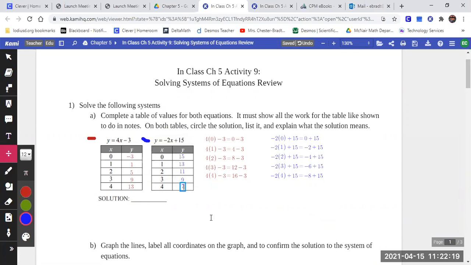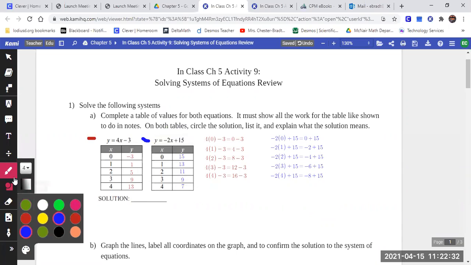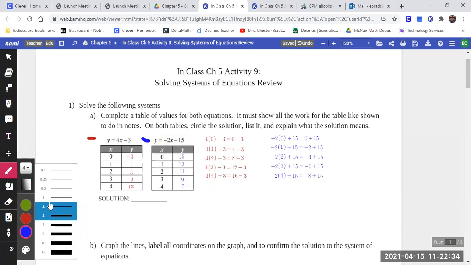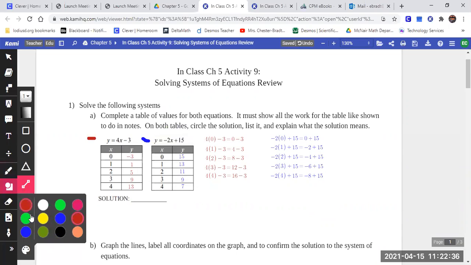Okay. So we have our list. We've completed the table. We've shown our work. Then it says to do what? On both tables, circle the solution. So the solution gets circled in green because solutions are green, right? Make sure you've changed yourself to green. What's my solution? Where do I see that?